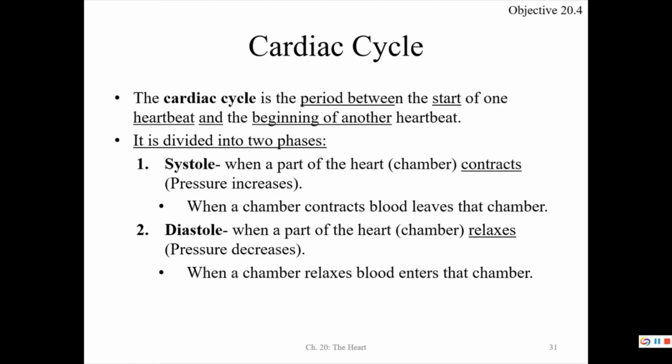A full cycle, so there are two major phases that we can break the cardiac cycle into. To have a lub dub, you're going to have both contractions and relaxations of the heart to move blood through the heart.